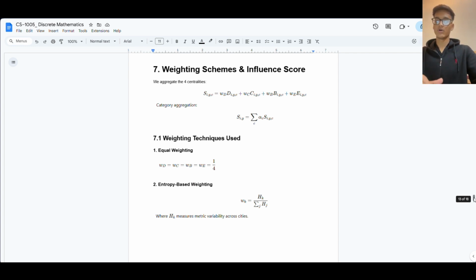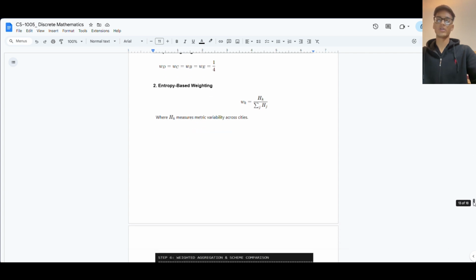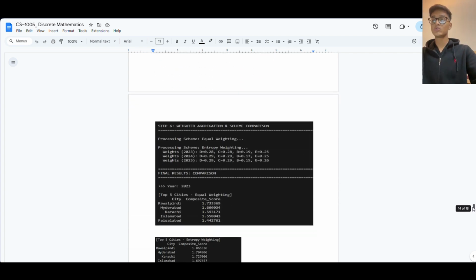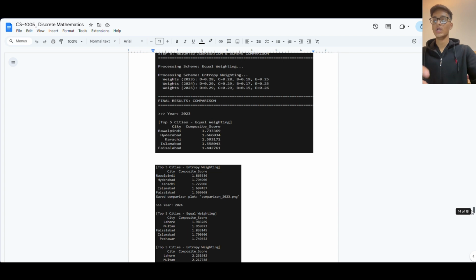The second type of weighting was entropy based weighting. Here, metrics that show greater variation across cities receive a higher weight. Entropy weights help us identify which centrality measures contain the most information in a given graph. Comparing these two methods allows us to see how many mathematical assumptions influence the ranking of the cities. This also highlights whether influence is driven more by connectivity, shortest path roles, or deeper structural importance.